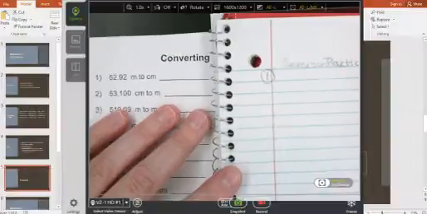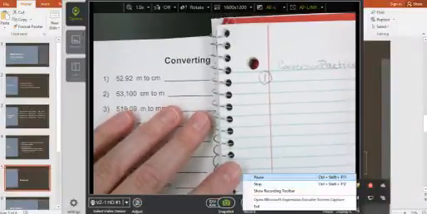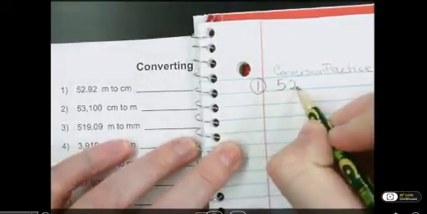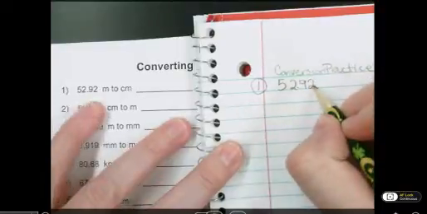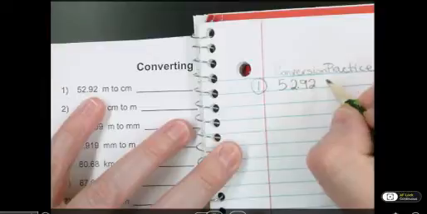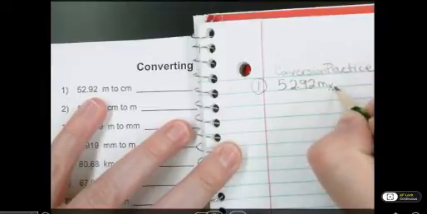So I'm just going to pause right here. So we're going to set it up. The first thing we need to do is write down the first thing you're converting from. So my first question is 52.92 meters, and we're going to go to centimeters. So we need to pick the correct conversion factor. So let's flip here.